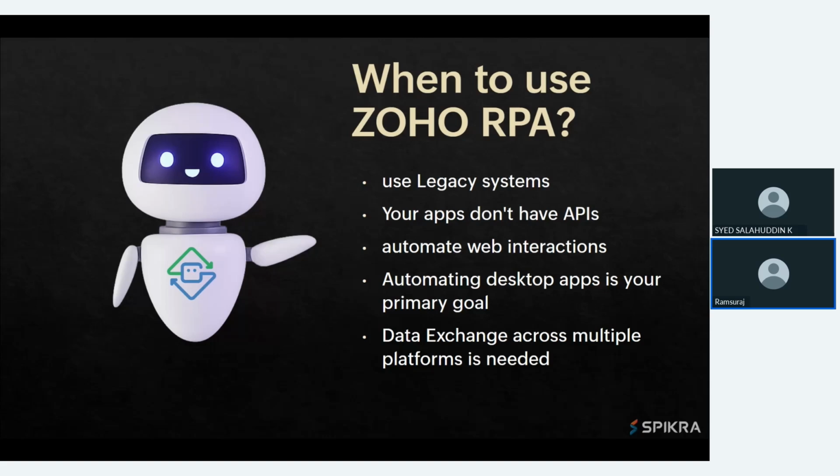So when you need to automate web interactions. If your workflow involves filling up online forms, scraping data from websites, downloading files, or tracking the status on some external web apps, in these cases Zoho RPA can handle it by simulating browser behavior and even DOM-level actions.